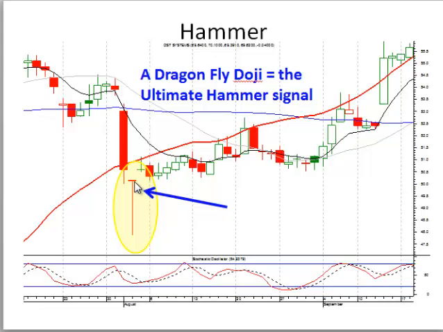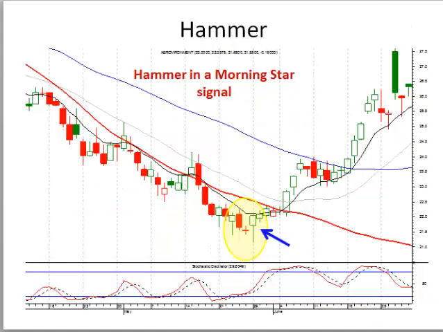A dragonfly doji is your ultimate hammer signal. They open it at the top, take it down, and close it right back at the top. Again, with stochastics near the lower end of the trading range, look for a positive open the next day. And analyzing the signals is nothing more than the common sense that is applied to these signals.